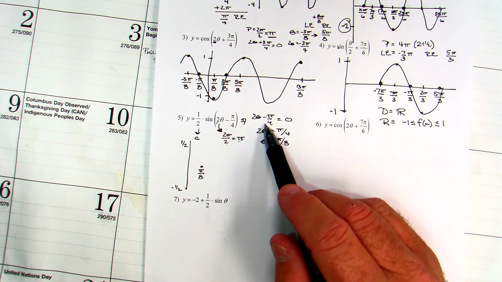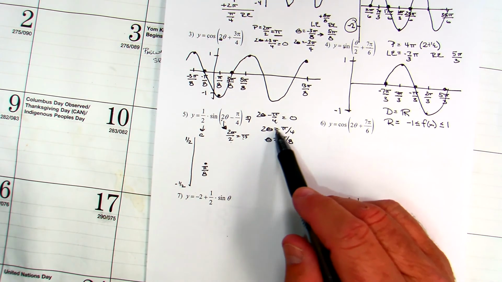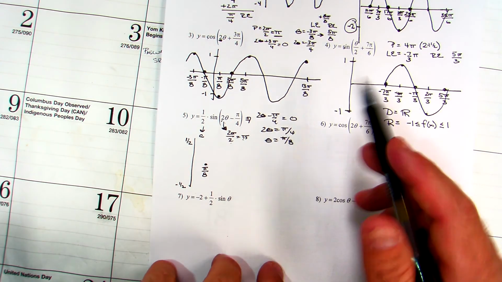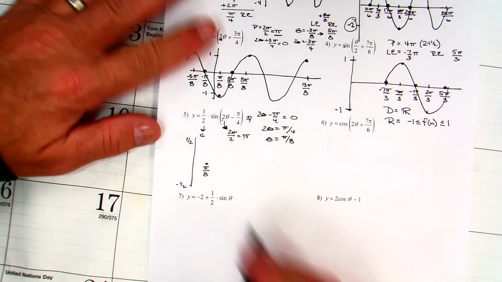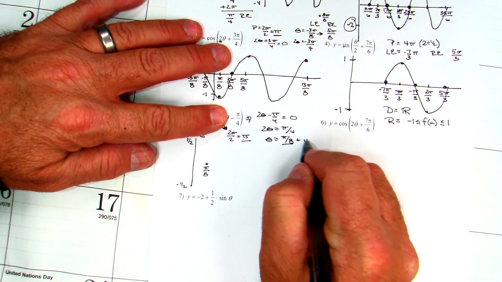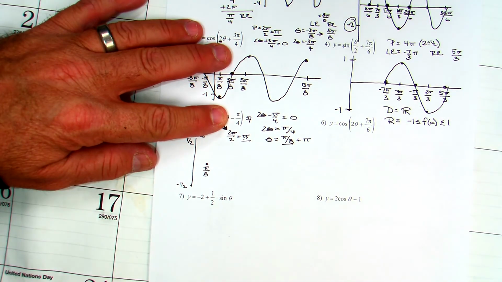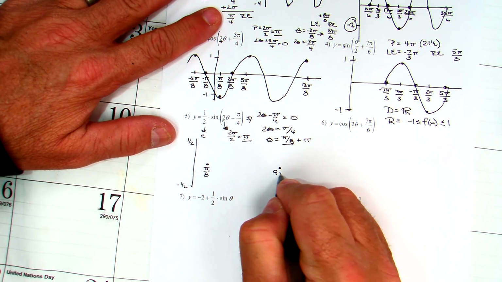To get our left endpoint, we set 2 theta minus pi over 4 equals 0. 2 theta equals pi over 4. By adding pi over 4, divided by 2, you get pi over 8. So that's our left endpoint, pi over 8. Our right endpoint, we add the period, which is pi, to our left endpoint, which is pi over 8. All right, whenever we add pi to anything, we're just adding numerator and denominator. That's going to put us out at 9 pi over 8.